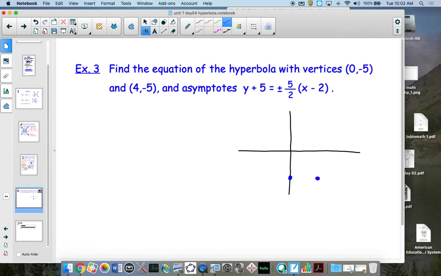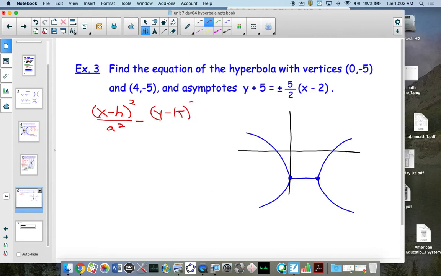So right away, I know the orientation. I know that it's opening this way and this way. So that means that my transverse axis is horizontal. So I know the equation is going to look like x minus h squared over a squared minus y minus k squared over b squared equals 1.